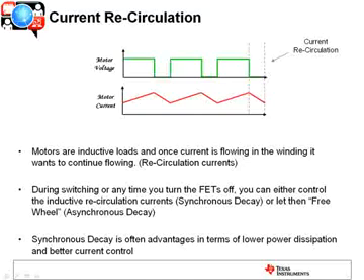There's a couple different options. One is to basically do nothing and let the current just freewheel. And what that means is the inductive current is going to flow through the body diodes of those FETs, completely uncontrolled. Or you can use a synchronous decay method where you actively turn on the FETs in certain ways to control how that recirculation current flows. And there's some definite advantages to using a synchronous decay in terms of much lower power dissipation and also much better control over that current.